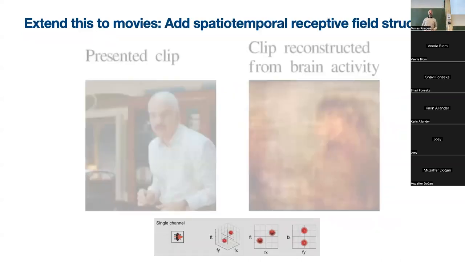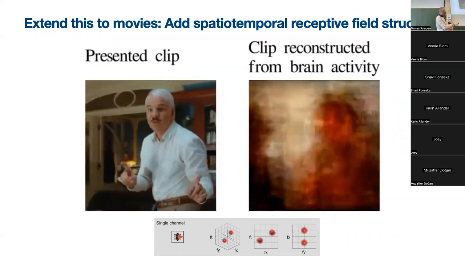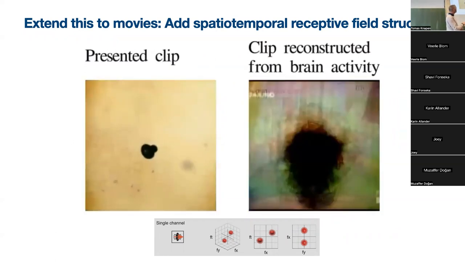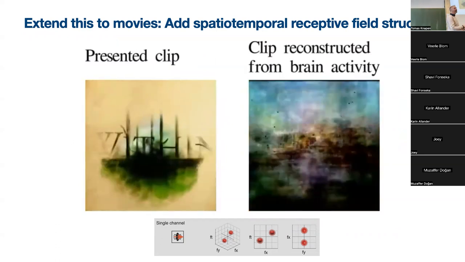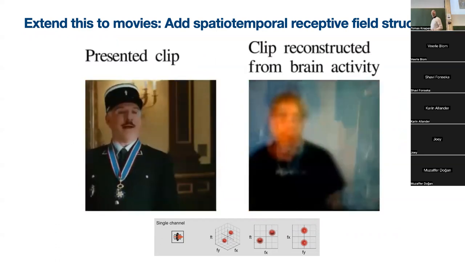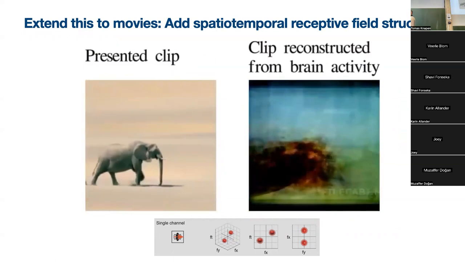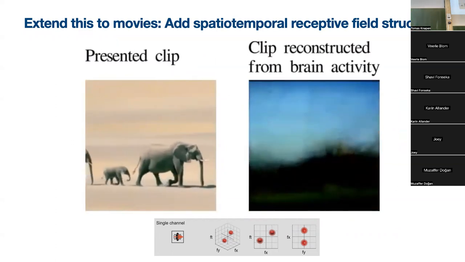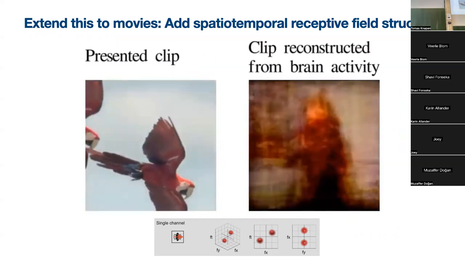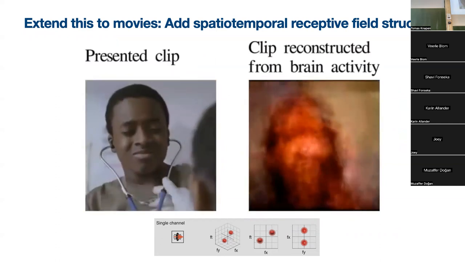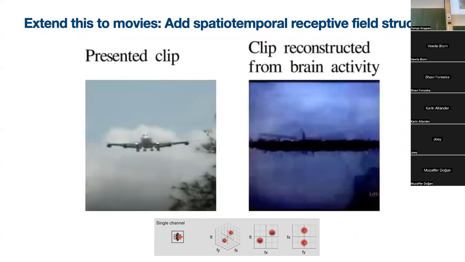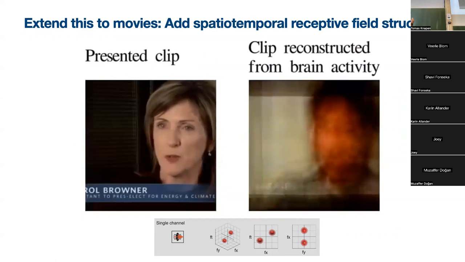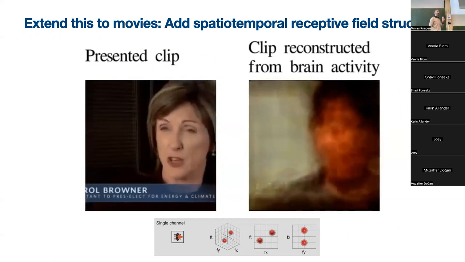And we can actually extend this to movies. So we can add time to the mix and then fit these types of movies and reconstruct from brain activity what people were viewing, right? So this is again that type of reconstruction, that type of decoding that I was talking about before, now on natural movies. I sort of like this. This is actually already 12 years old. We can do a lot better at the moment.